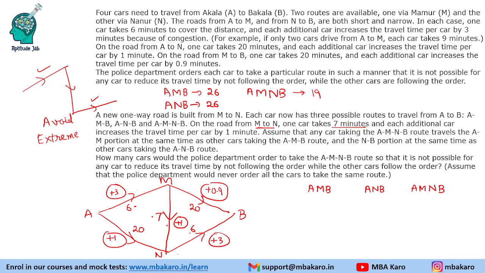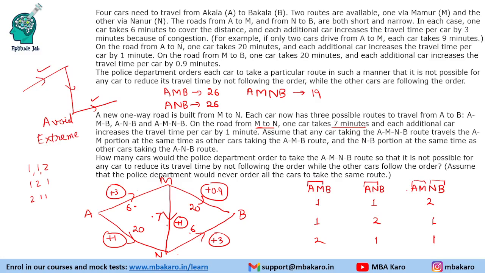So in this case, since there are four cars, the optimum conditions would be 1, 1, 2. Now, which route one car, which route two cars? So we will have three scenarios: 1, 1, 2; 1, 2, 1; and 2, 1, 1. So let us put these scenarios: 1, 1, 2, 1, 2, 1, and the third scenario as 2, 1, 1. So three scenarios taken. Now, if a car is traveling, now these are the routes: AM, AN, AM, NB.